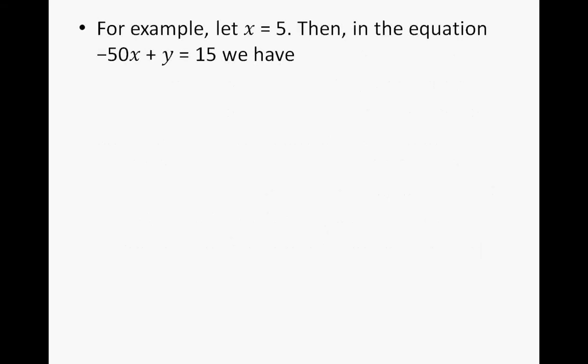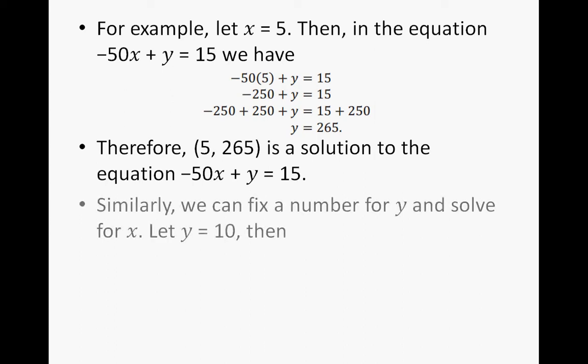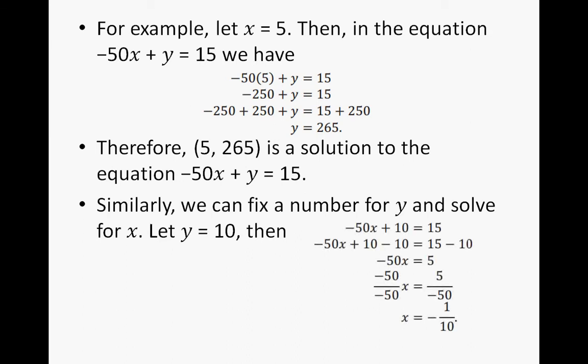For example, let x equal 5. Then in the equation negative 50x plus y equals 15, we would have y equals 265. Therefore, 5 comma 265 is a solution to the equation negative 50x plus y equals 15. Similarly, we can fix a number for y and solve for x. Let y equal 10. Then x would equal negative 1/10.